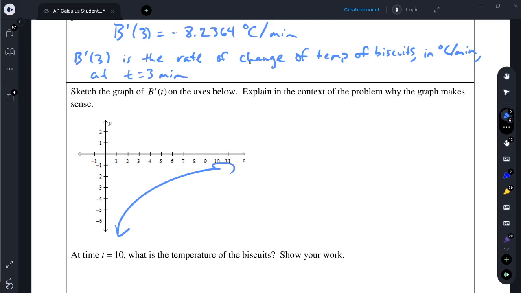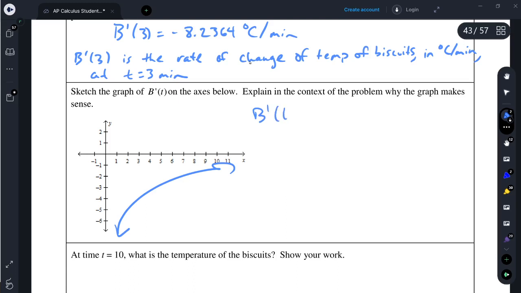Now, it says explain in the context of this problem why that graph makes sense. Well, the reason this makes sense is that the rate is basically always going to be approaching 0, right? And so the temperature of the biscuits should be decreasing, because they're going to start off at 100 degrees and they're going to cool down. So that's why b prime is always negative. And eventually the temperature is going to level off to some kind of room temperature, which is why this is going to have a horizontal asymptote, because eventually b prime should approach 0, which means the biscuits are no longer changing. So you can kind of explain something like that, right?